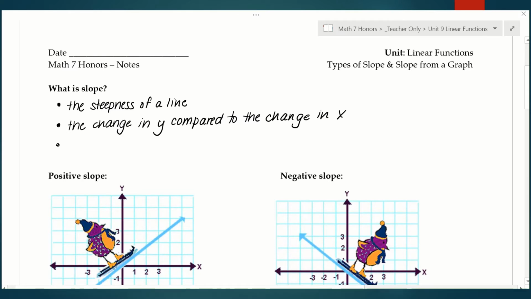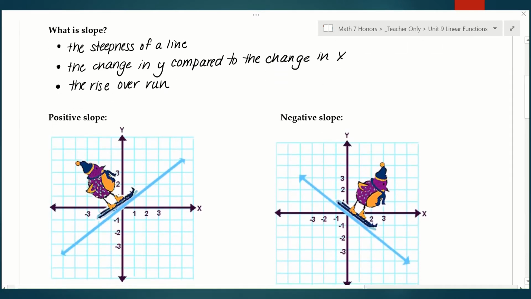And so sometimes you'll also hear slope described as the rise over run. So how far do I rise compared to how far do I run? Rise meaning obviously going up or down, and run meaning how far over am I going? Okay, so before we get into the specifics of those last two bullets, we're just going to talk about how you classify slope.